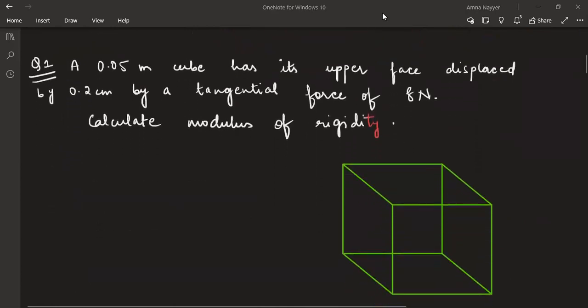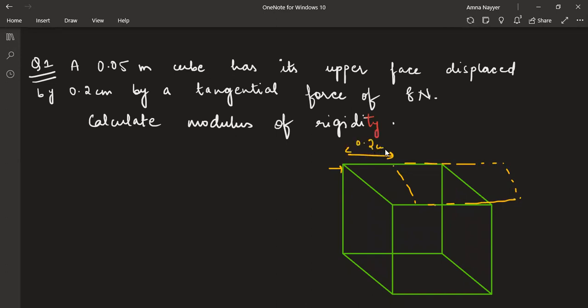Note down this question. A 0.05 meter cube has its upper face displaced by 0.2 centimeters. This means the force gets applied on this part here, and like this the face gets displaced. And this is 0.2 centimeters. Force is 8 Newton. Find the modulus of rigidity. Quickly calculate it. Send me the answers. 2 minutes and I'll discuss it.